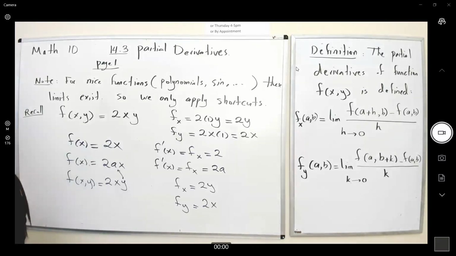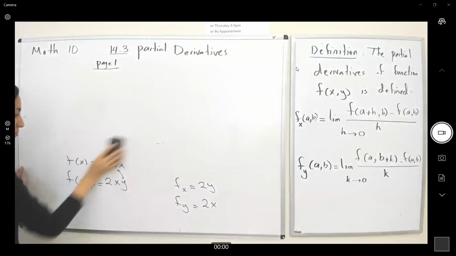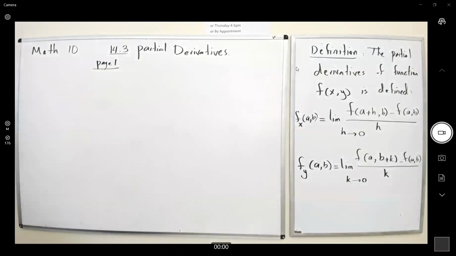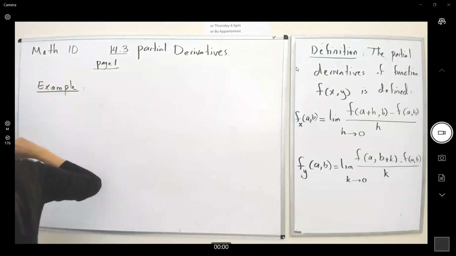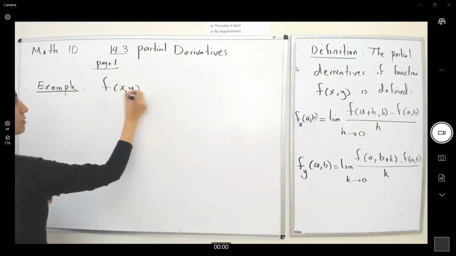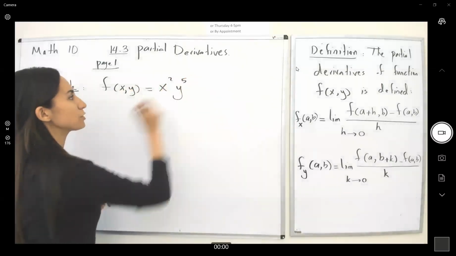Very well, here we go. We are on page 1, going over our example. Example. Here we have this function. Our function is given as f of x and y equals x squared y to the 5th.